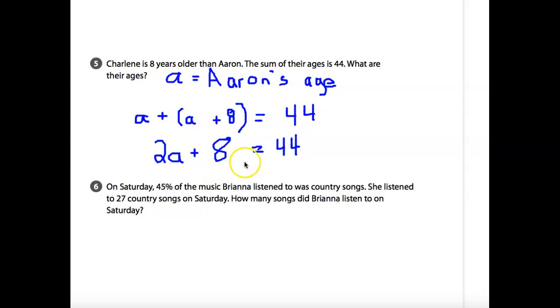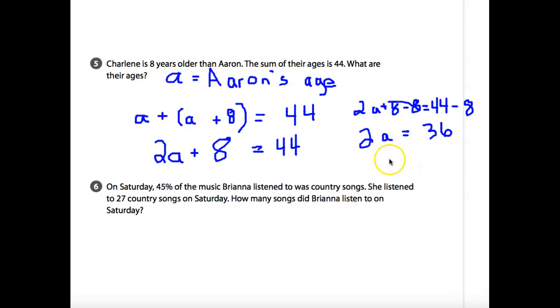So in order to get rid of the 8 on this side, this is plus 8, so we're going to have to, and I'll try to write a little smaller here, 2A plus 8 minus 8 equals 44 minus 8. Whatever we do to one side, we have to do to the other side. Okay? All right, so now we got rid of the 8s because 8 minus 8 is 0. We're left with 2A equals, and 44 take away 8 is 36.